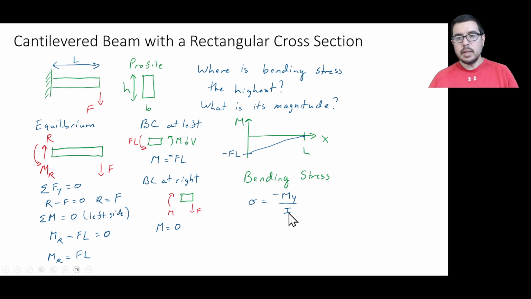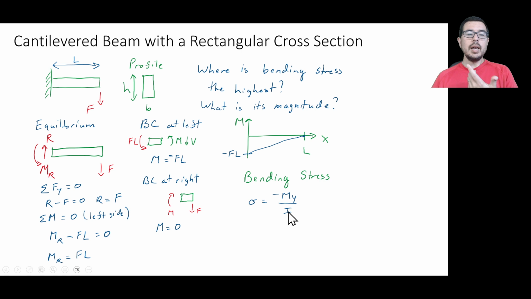This quantity, now we're talking about the magnitude of this equation, is going to be greatest, right? The sigma is going to be greatest. The bending stress is going to be greatest when what? Well, when M is the most negative or the most positive, okay? And when y is large, and when I is small.